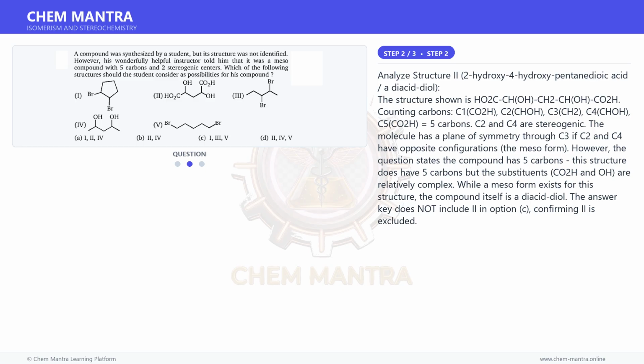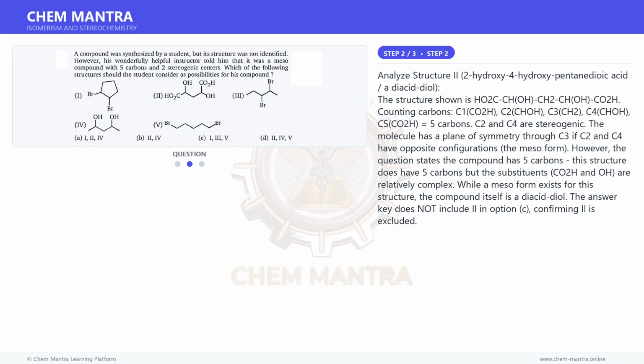Analyze structure 2, 2-hydroxy, 4-hydroxy pentanedioic acid, a diacid diol. The structure shown is HO2C-CH(OH)-CH2-CH(OH)-CO2H. Counting carbons: C1, CO2H; C2, CHOH; C3, CH2; C4, CHOH; C5, CO2H, equal to 5 carbons. C2 and C4 are stereogenic. The molecule has a plane of symmetry through C3.